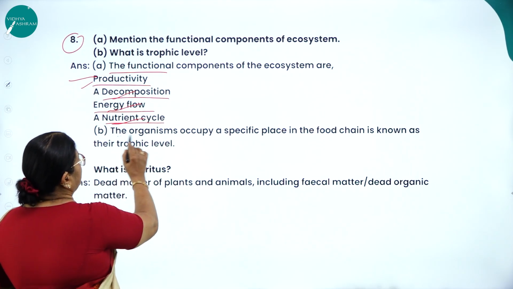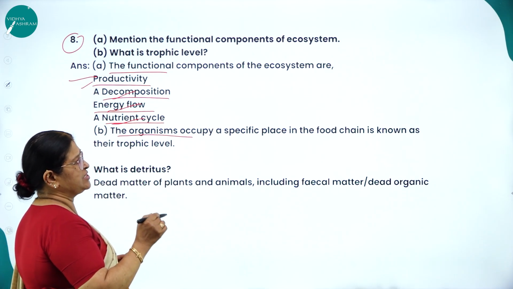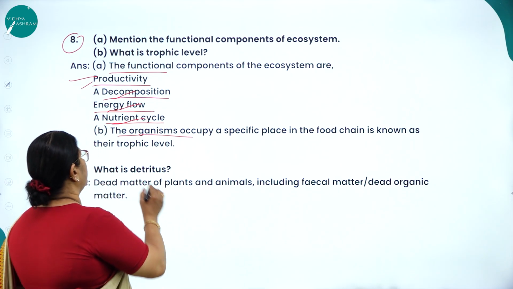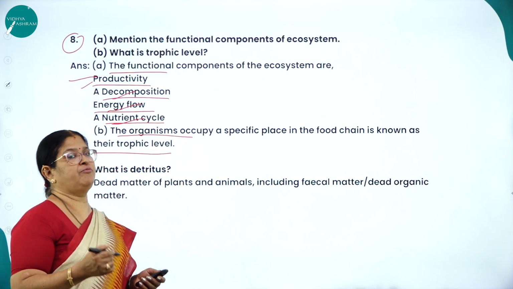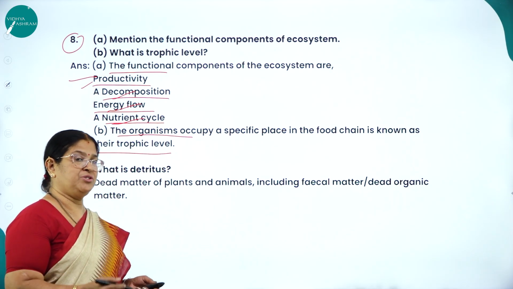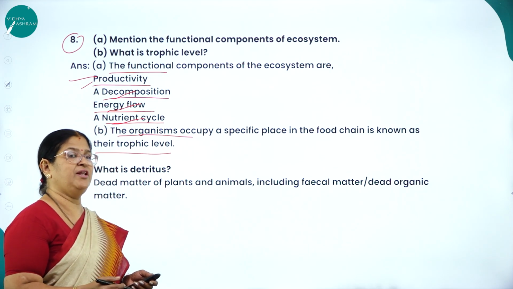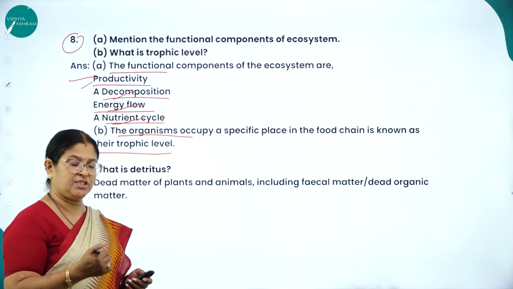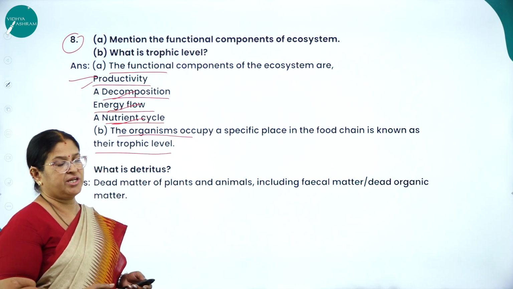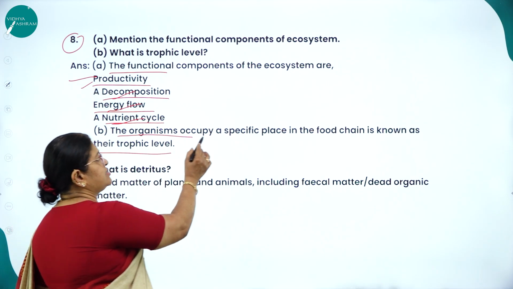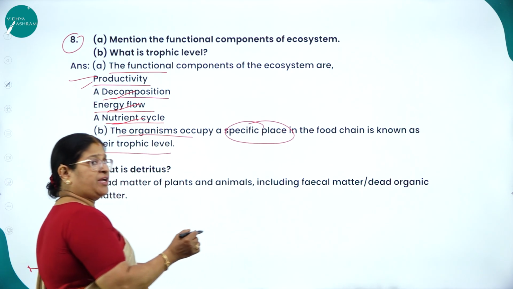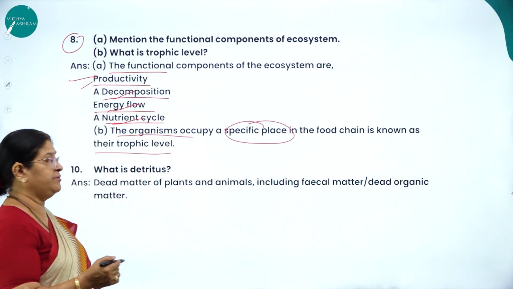What is trophic level? The organisms occupying a specific place in the food chain is known as their trophic level. Primary producers form the first trophic level, primary consumers form the second trophic level, secondary consumers form the third trophic level, and tertiary consumers form the fourth trophic level. So trophic level is the specific place organisms occupy in a food chain.